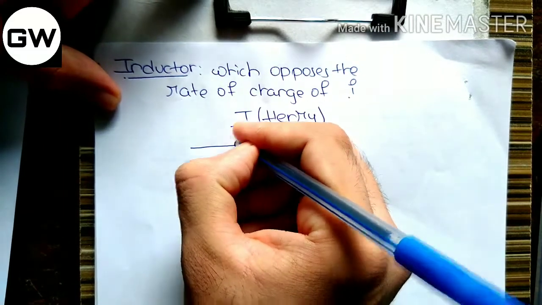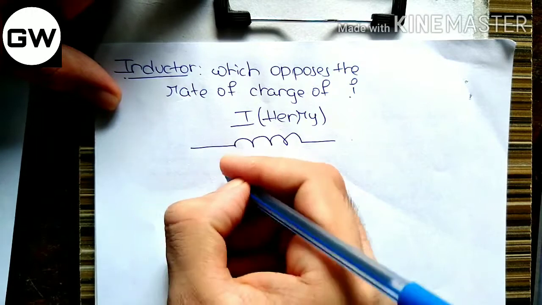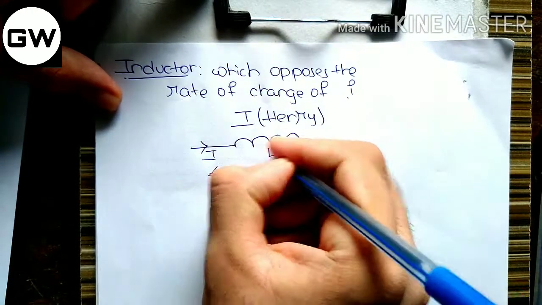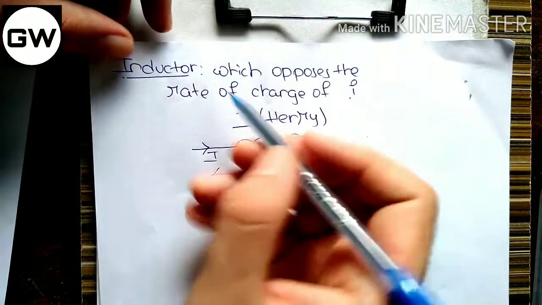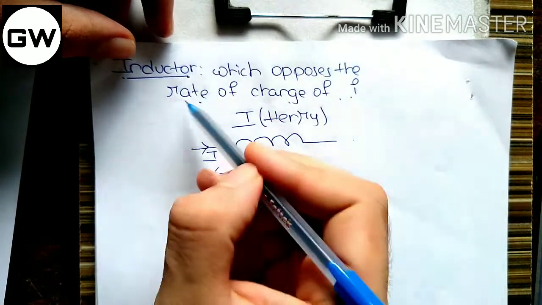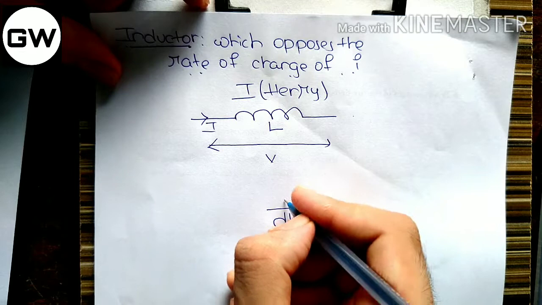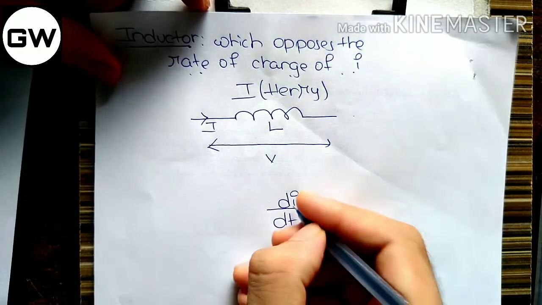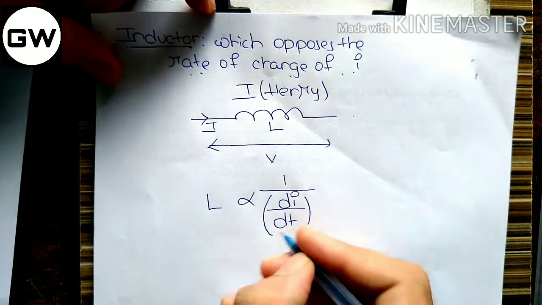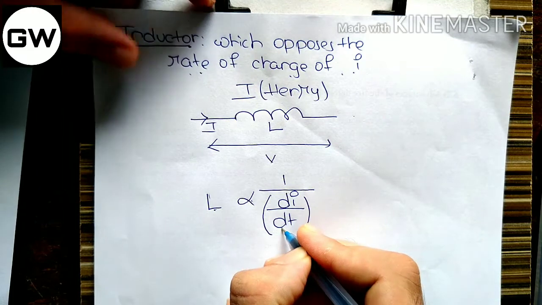The symbol for the inductor is as follows. This is the symbol for the inductor. Let us assume the voltage across the inductor is V and the current flowing through it is I. This is L. By definition, we know the inductor opposes the rate of change of current. Rate means the denominator is dt. It opposes the rate of change of current, di by dt. Opposes means L is inversely proportional to di by dt.